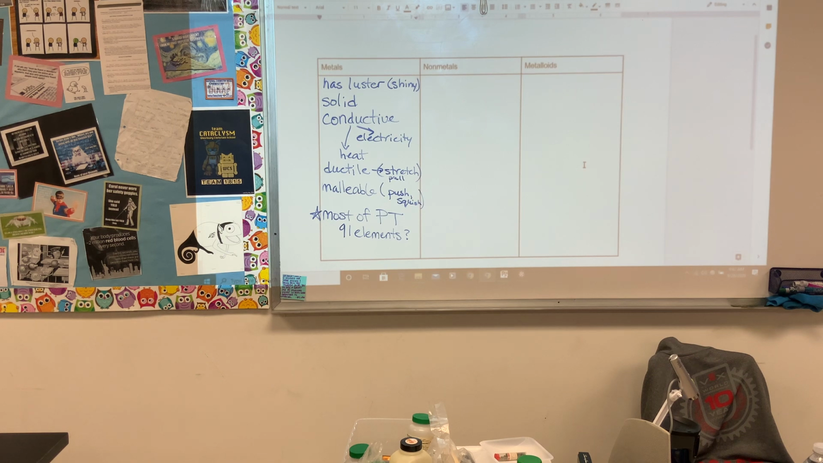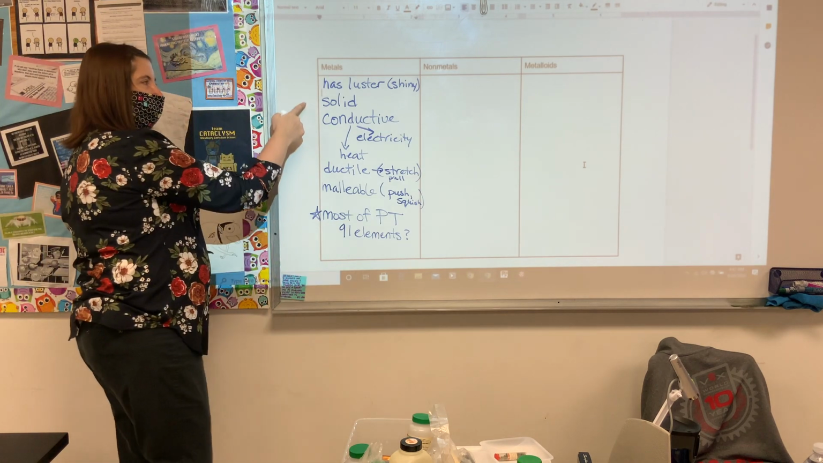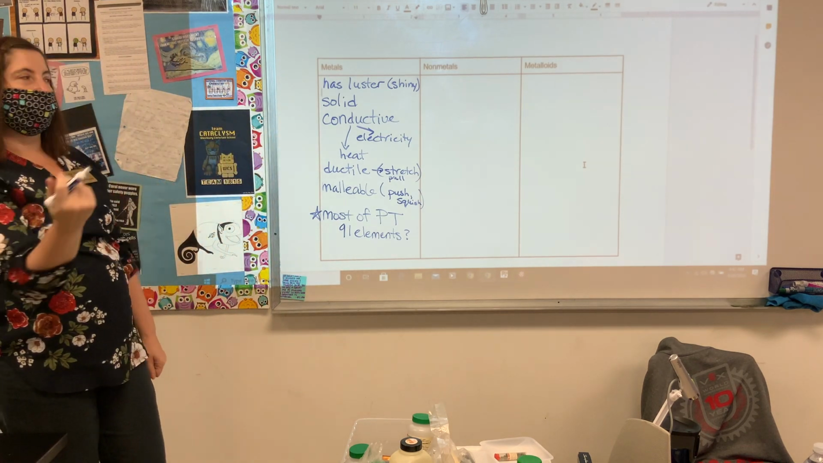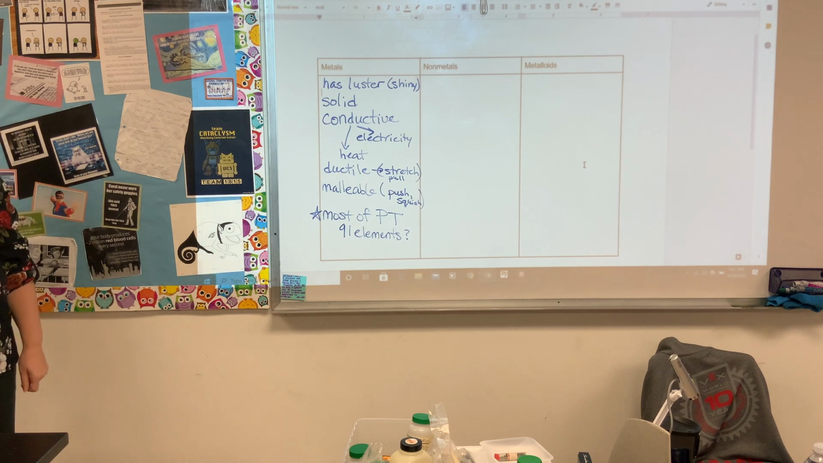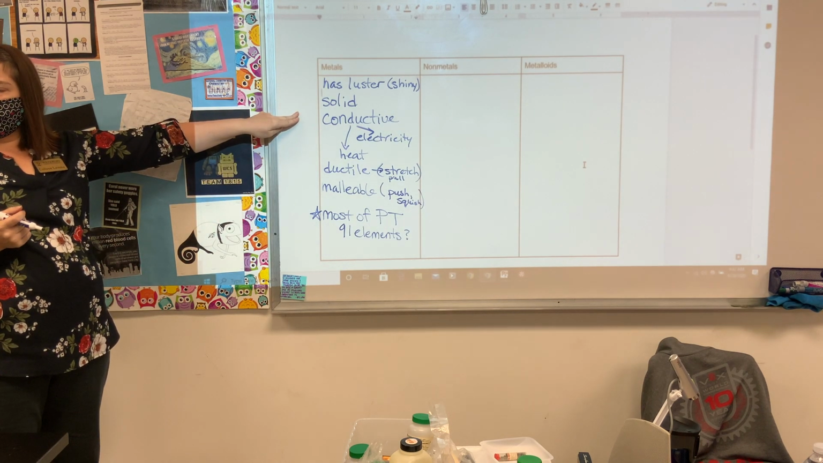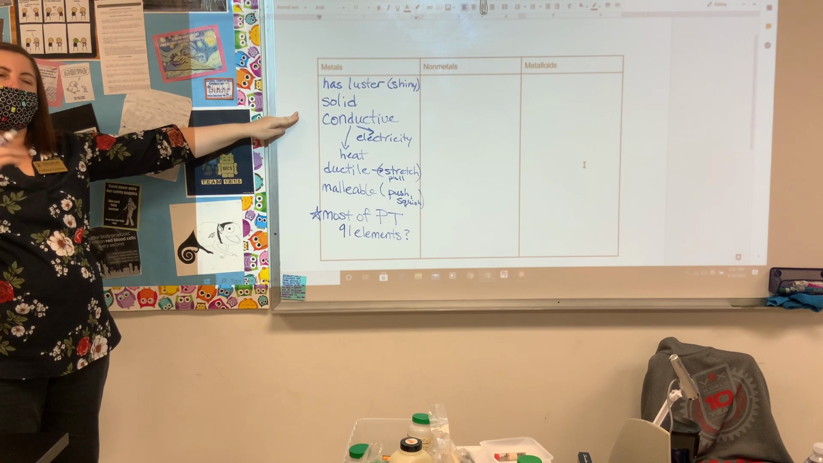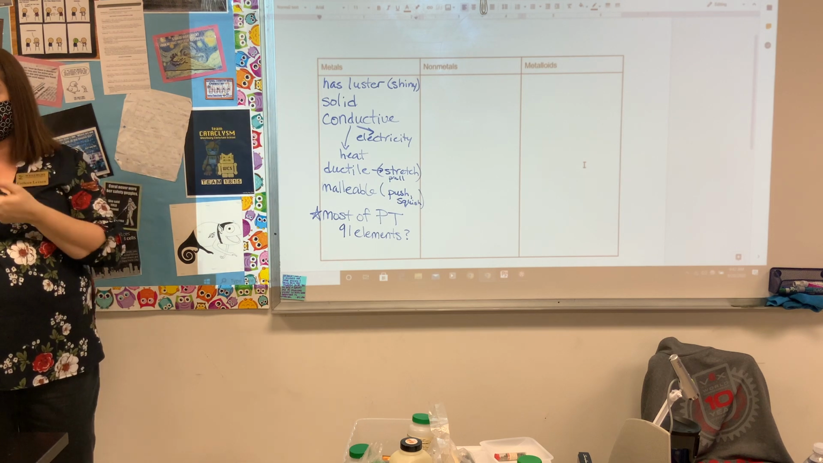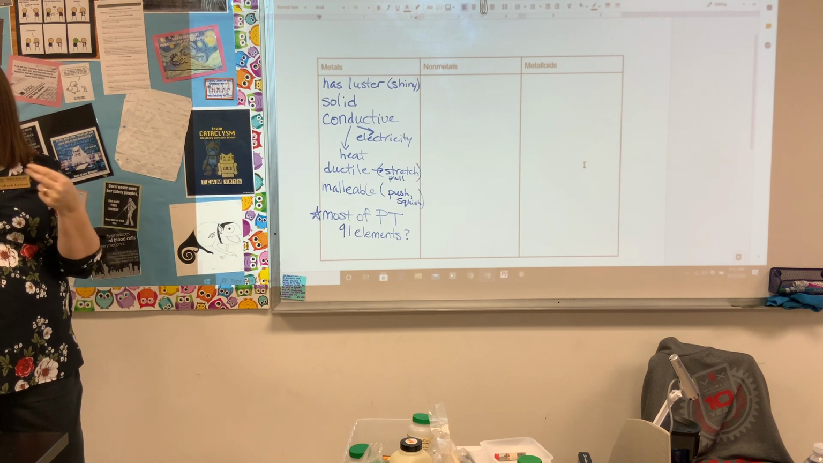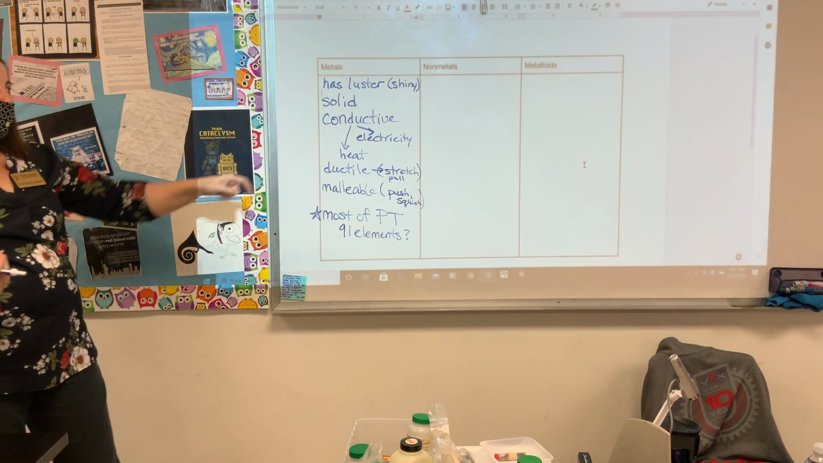They're shiny. We have the shiny. Oh, less. We have that they're mostly solid except for mercury. Now, are they always solid? No. When are they not solid? At high temperature. Okay, so if I increase their temperature, I can melt them. And that's how we make different alloys or mixtures of metals. I can have liquid metal.